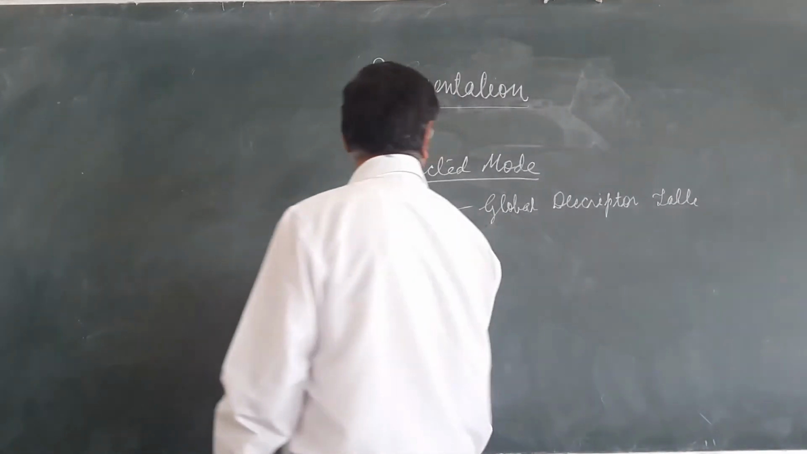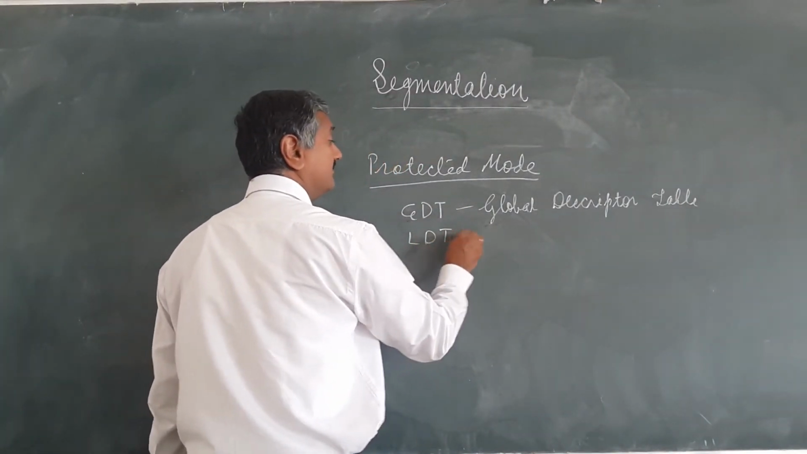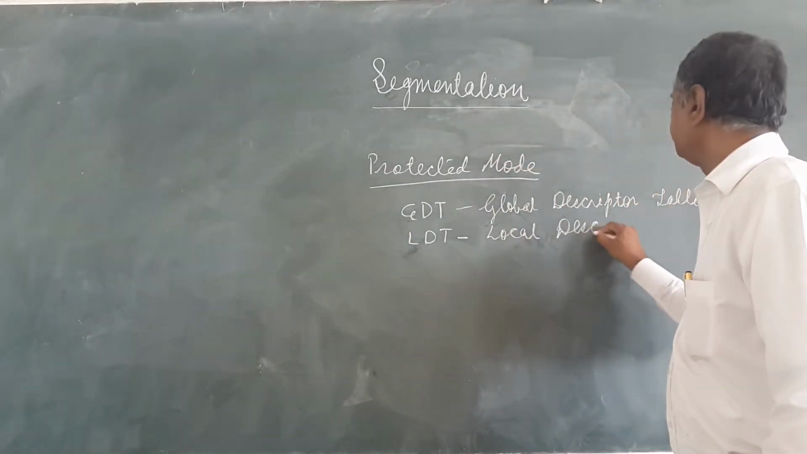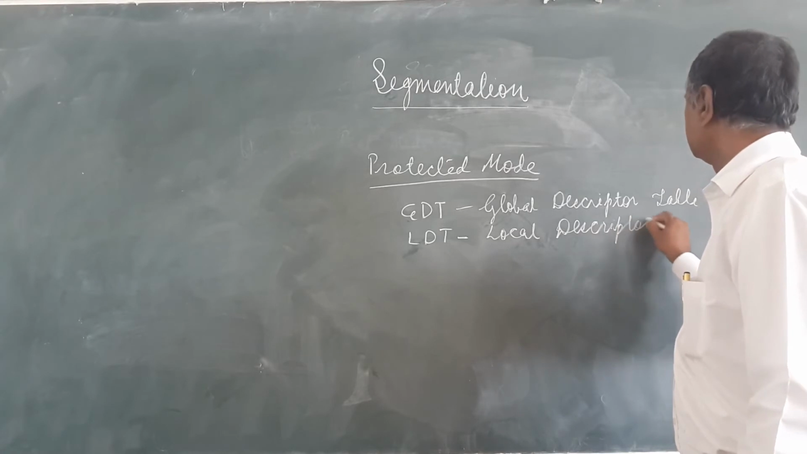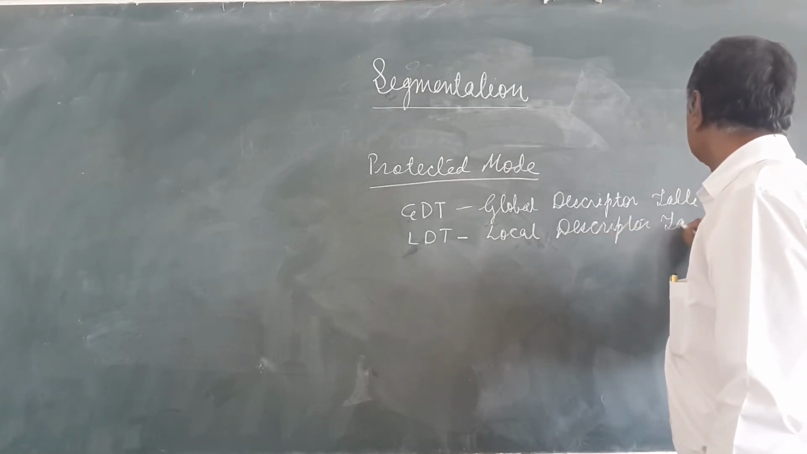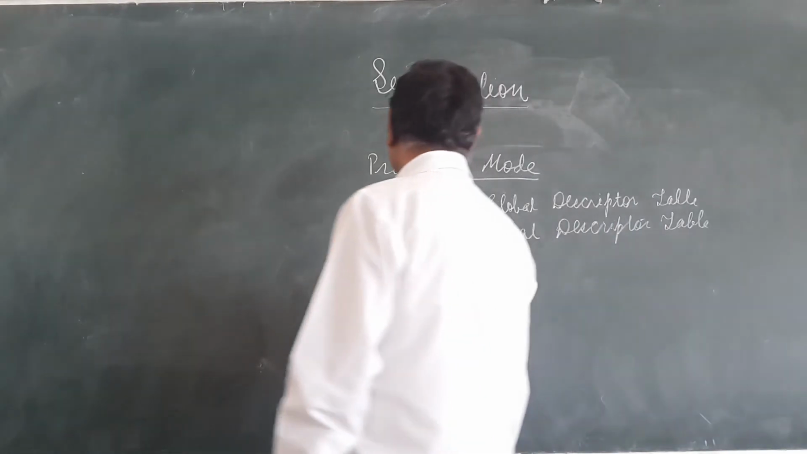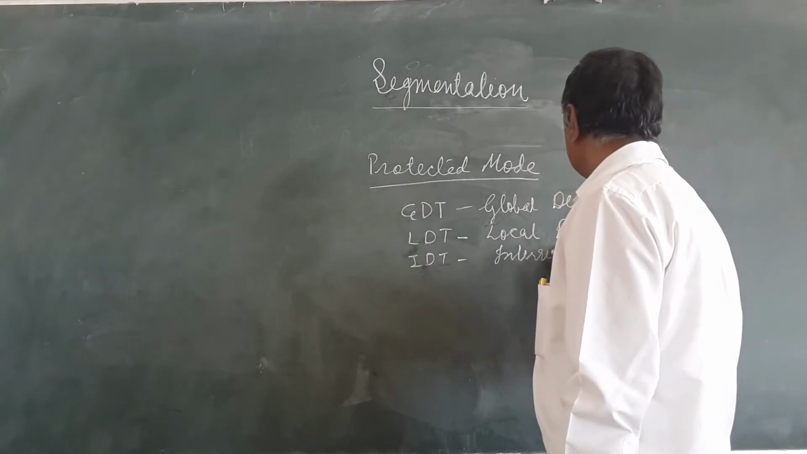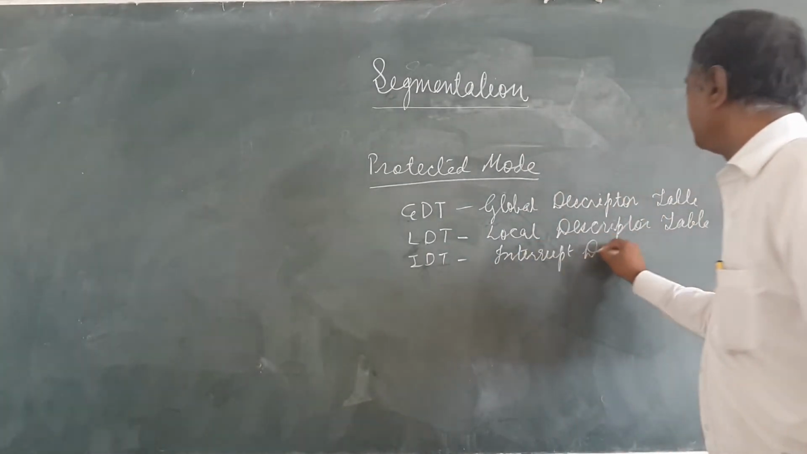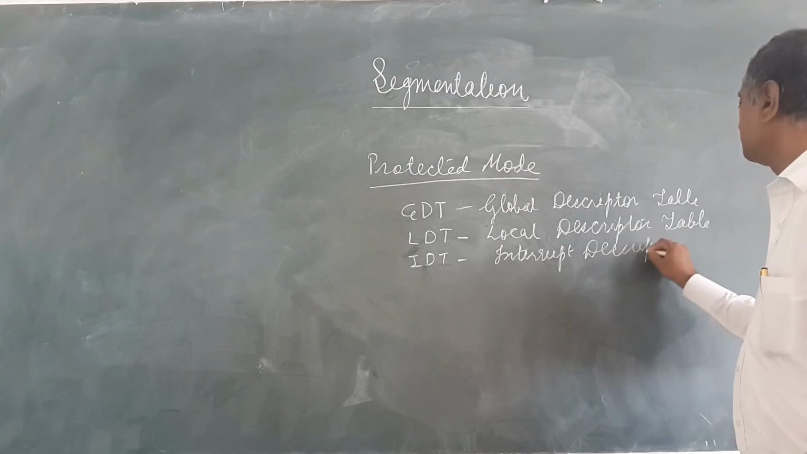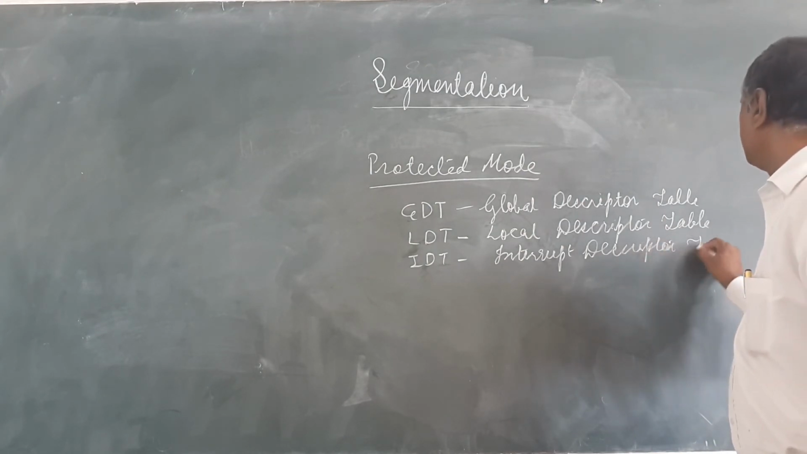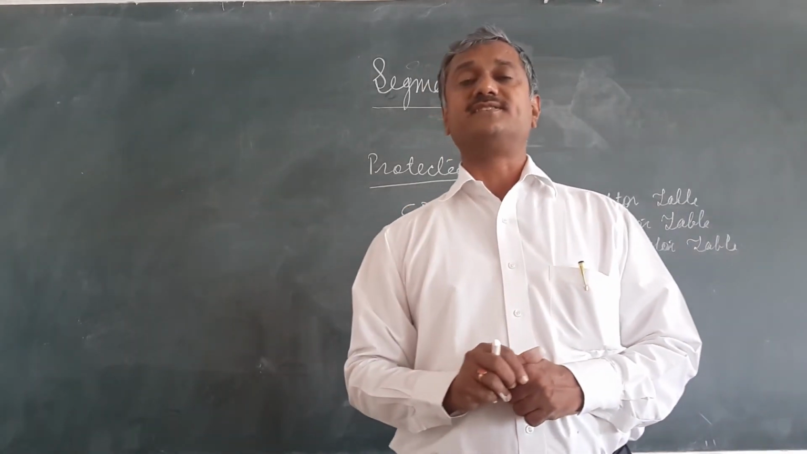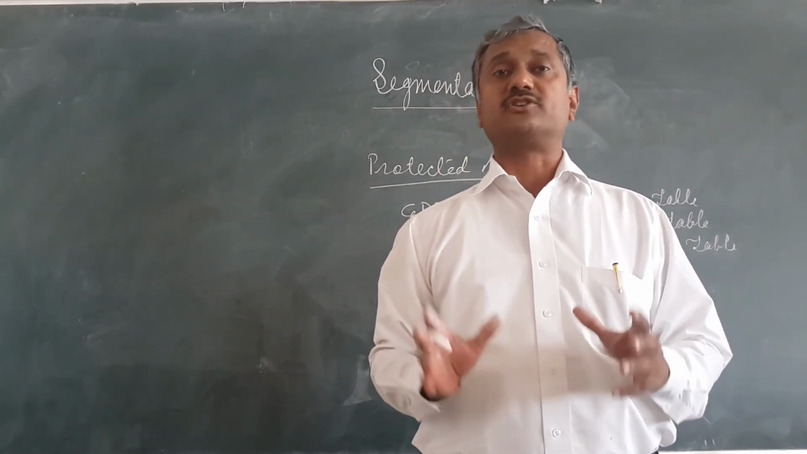Then it maintains LDT, which stands for Local Descriptor Table. And IDT, which stands for Interrupt Descriptor Table. These are the very crucial tables which are maintained by the system to start the whole protected mode mechanism.